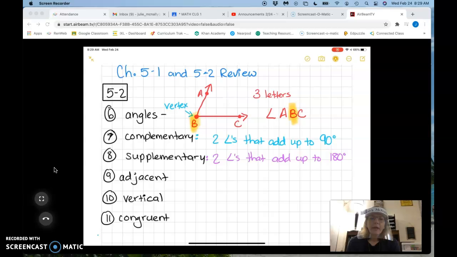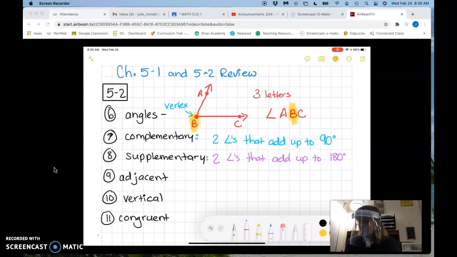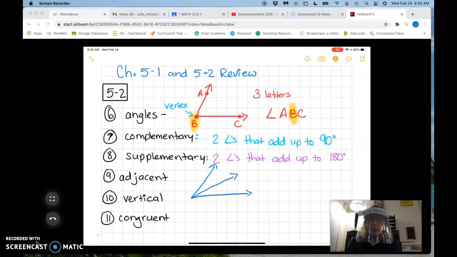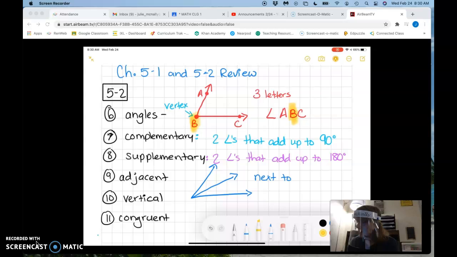Okay, so complementary angles are two angles that add up to 90 degrees, and supplementary are two angles that add up to 180 degrees. Adjacent angles mean they are next to each other. They share a common ray, always. Okay, so if they're adjacent, they share a side together or a ray.